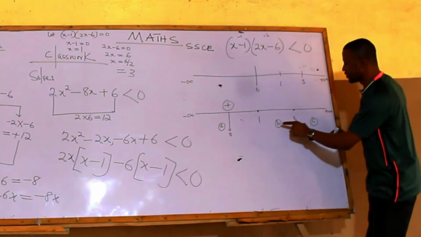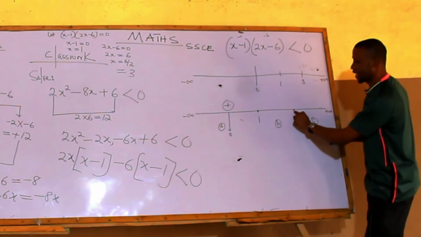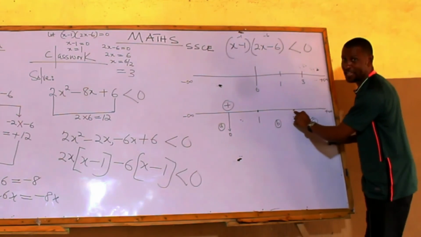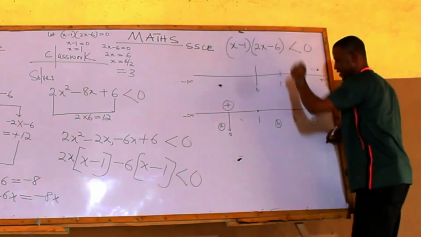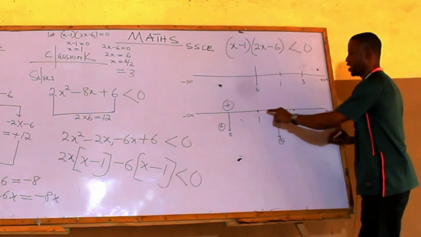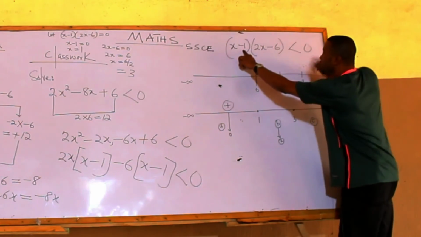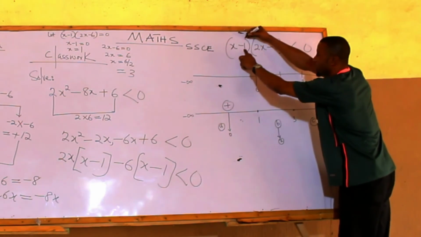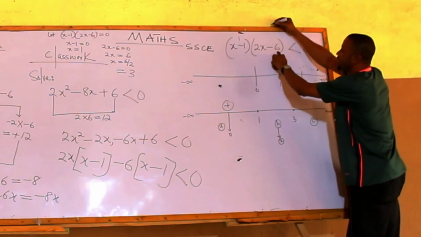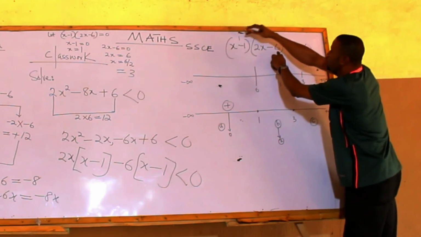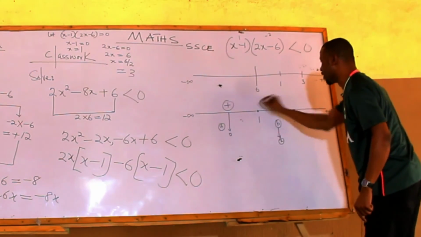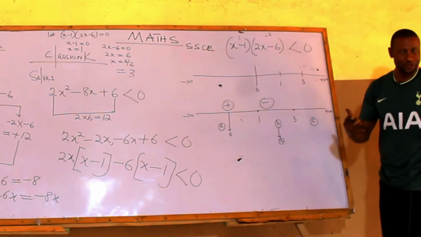Now, we go to the next region. From 1 to 3, choose one number. Is 2 there? Let's test. We are testing 2 here now. 2 minus 1 is what? 1. 2 times 2, 4. 4 minus 6, minus 2. So 1 times minus 2 is what? Minus 2. So this is a negative region. Do you follow me?